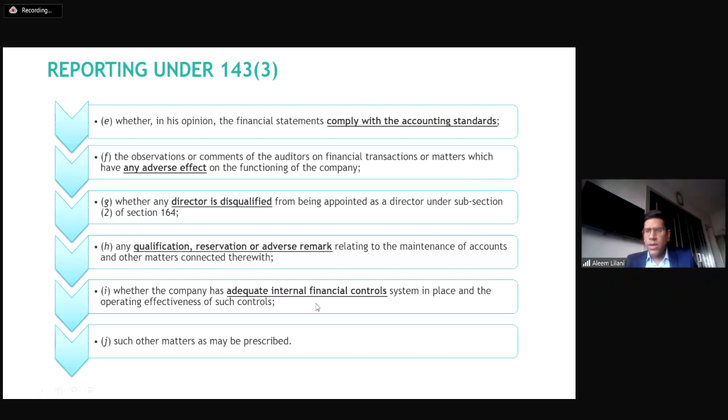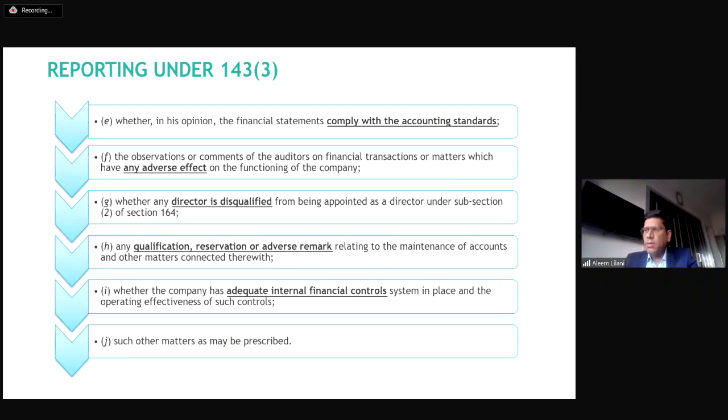Whether the company has adequate internal financial controls in place and the operating effectiveness of such controls. This is the clause that deals with reporting on internal financial control. So if it is applicable to the company, then only you need to report, otherwise it's not required.